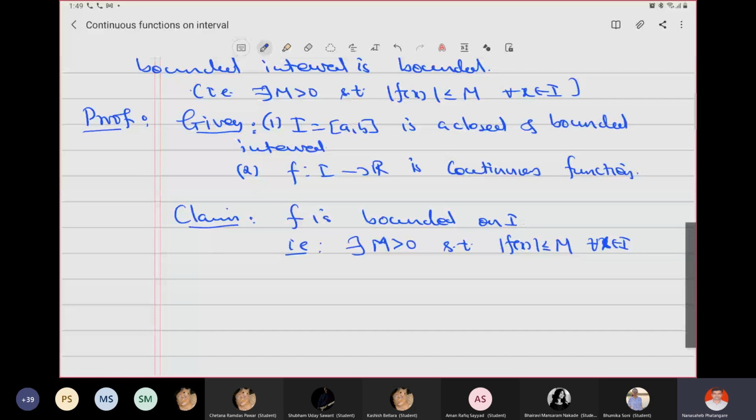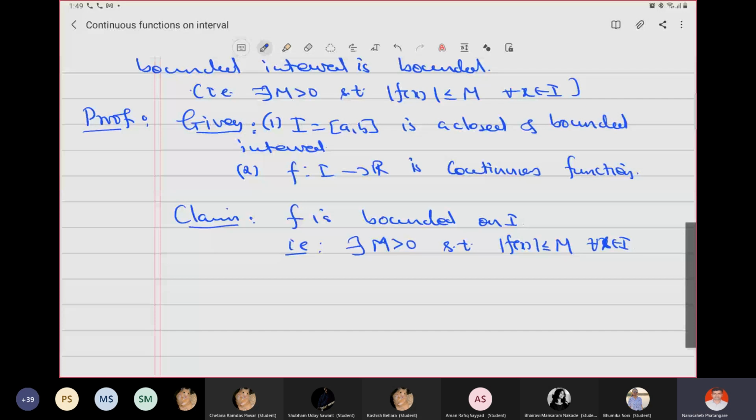Do you understand logically what I want to do now? Do you understand my strategy? My strategy is that I will assume that f is not bounded, then I will get something contradictory.